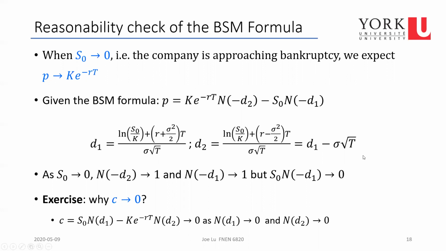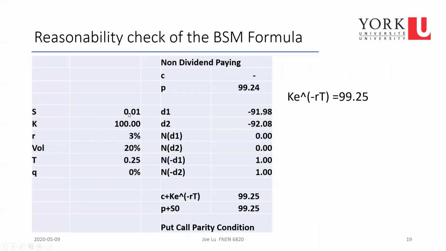Let's take a look at the numerical example. So you have S, you just put in a very small number compared to the strike price. You will see that the call value calculated numerically through the formula is going to be 0. And the put is going to be 99.24, which is almost the same value as K times e to the power minus RT. There's a little difference, it's just a numerical difference, round-off errors. And again, the put-call parity condition checks out as well.